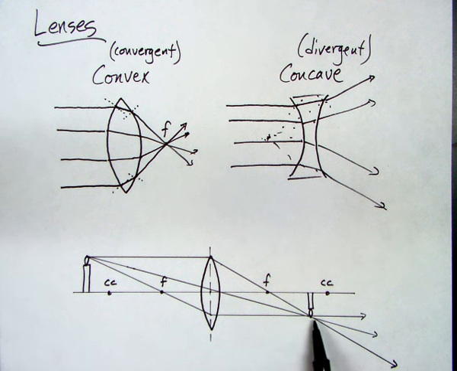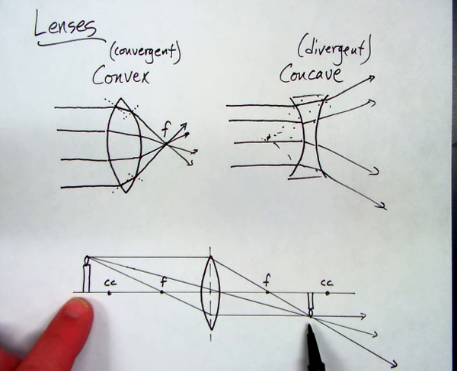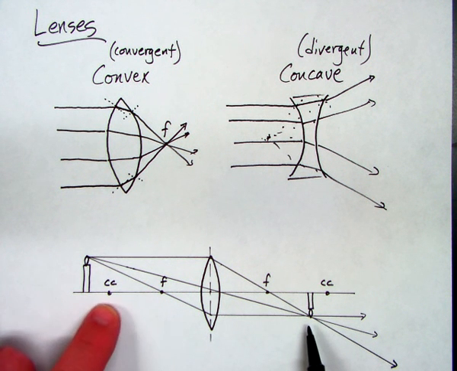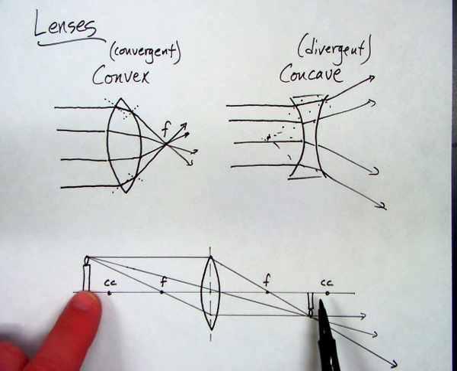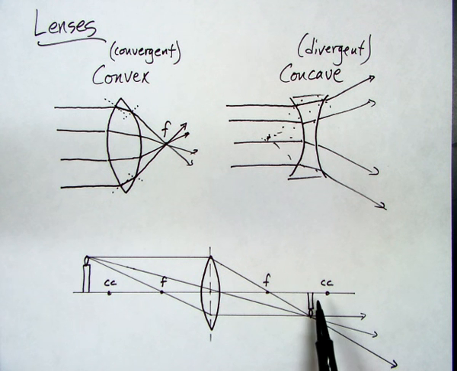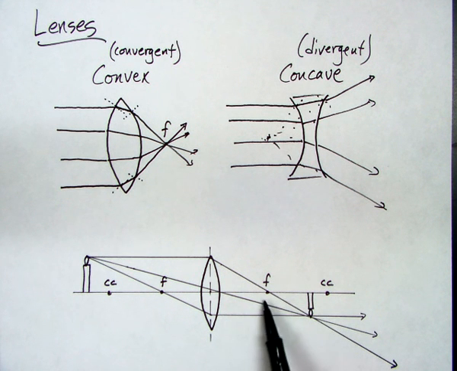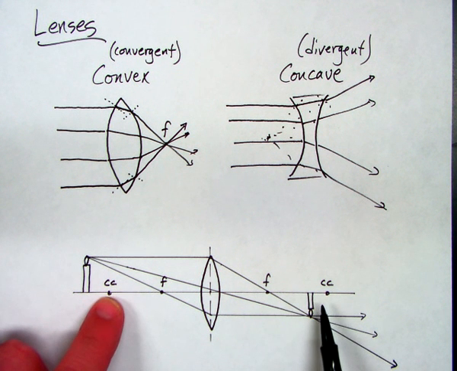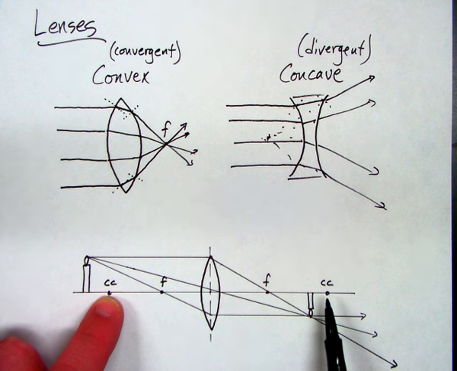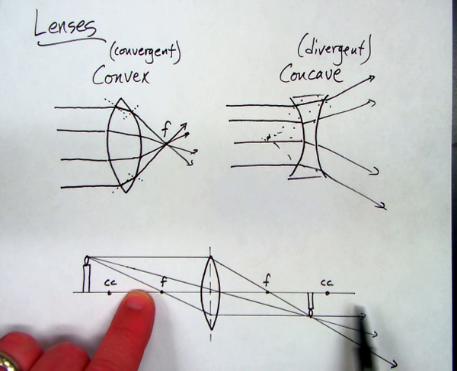Because the object was far from the lens and was beyond the CC, the image will be somewhere in between the focal point and the center of curvature. If I put this candle very, very far away, almost at infinity, this image would form on the focal point. But if I bring the object closer, the image forms farther away. If the object is on the center of curvature, the image is on the center of curvature, the same size. If the object gets even closer, the image forms farther away.